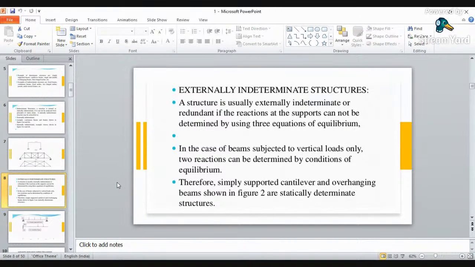Okay, so we'll go with the externally indeterminate structure. Externally indeterminate structures, or redundant structures, are those where the reactions at the supports cannot be determined by using the three equilibrium equations only. In the case of a beam subjected to vertical load only, two reactions can be determined by conditions of equilibrium. So in the case of a beam, you have only vertical reactions, and in that case your internal redundancy is 0. So a simply supported, cantilever or overhanging beam is a statically determinate structure.